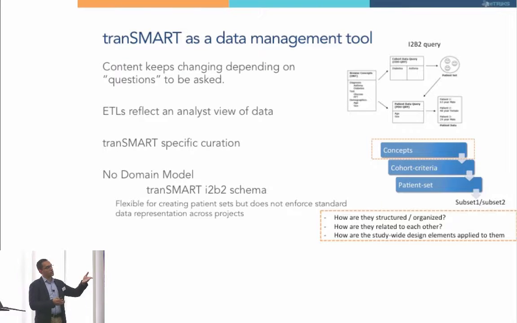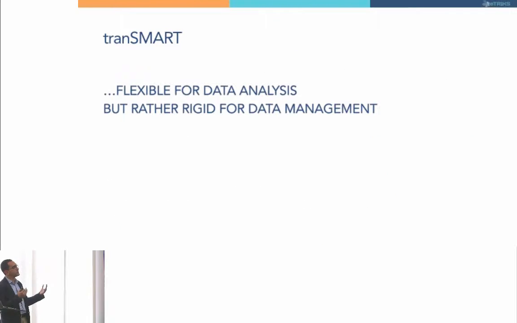But if you go up to that idea of concepts, these concepts that you see in the tree, how are they structured? How are they organized? How are they related to each other? How do the design element decisions of the study as a whole apply to these concepts, and how are they related to each other? The conclusion, or the message, is that we started seeing that it was really flexible for data analysis, but rather rigid for data management.